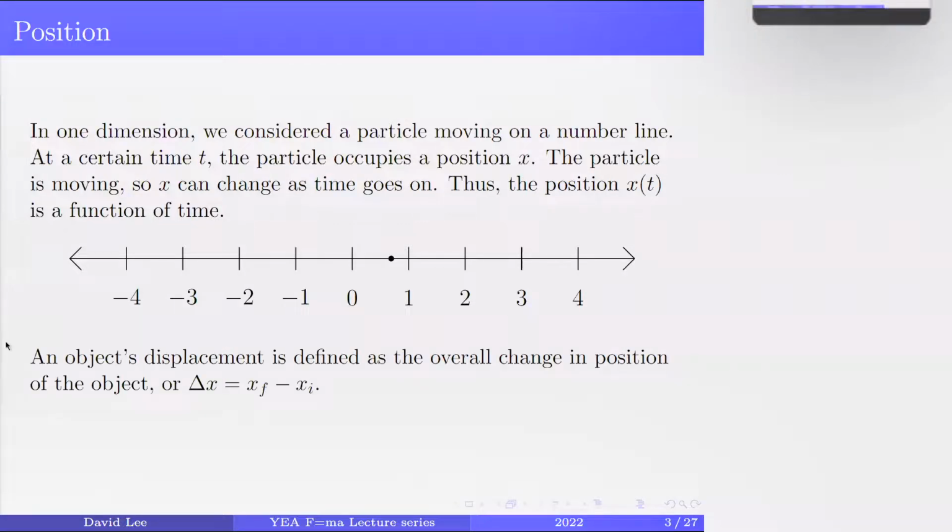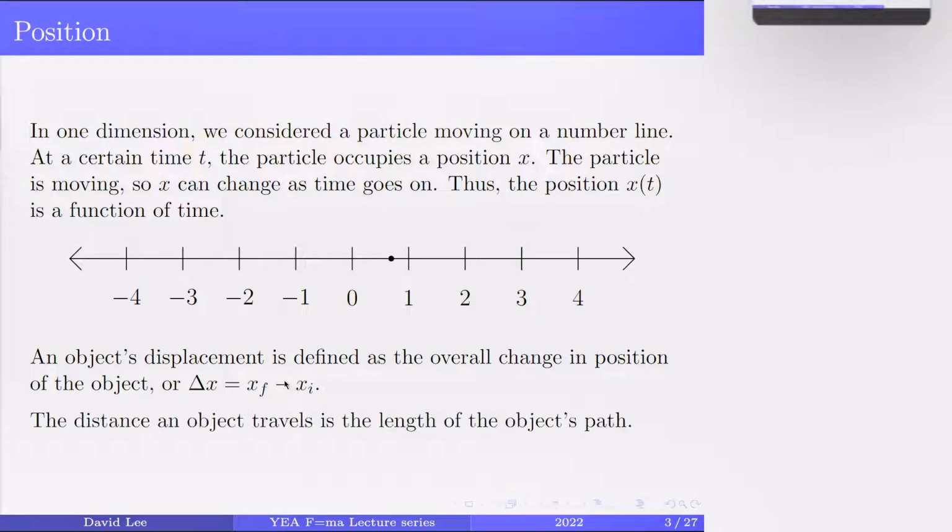We can also define the displacement as the overall change in position. And the distance is the length of the object's path, which is also the magnitude of the displacement. This is true for 2 dimensions as well. We'll see this later on as we get into vectors.